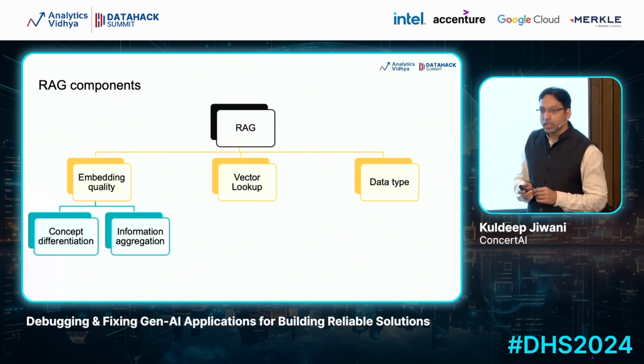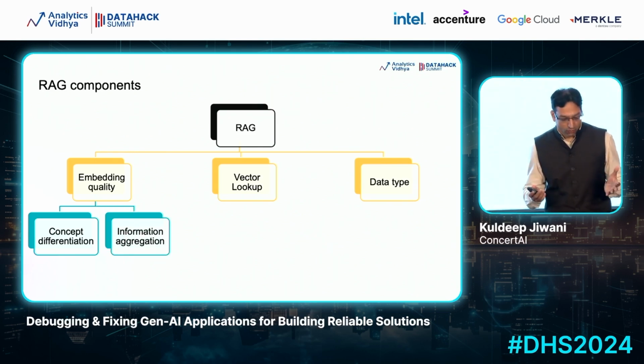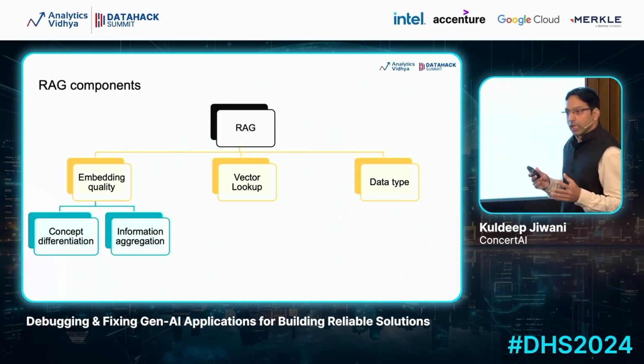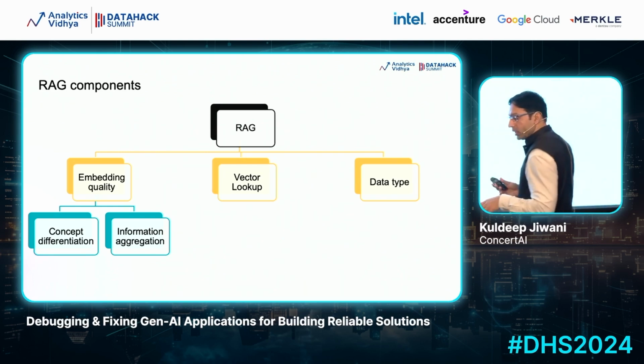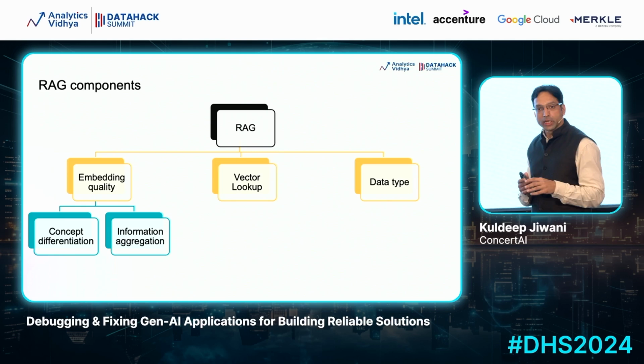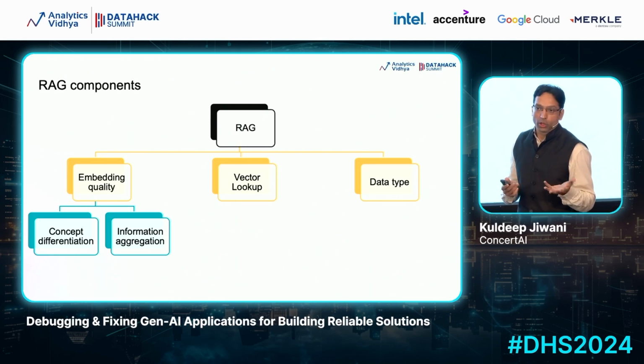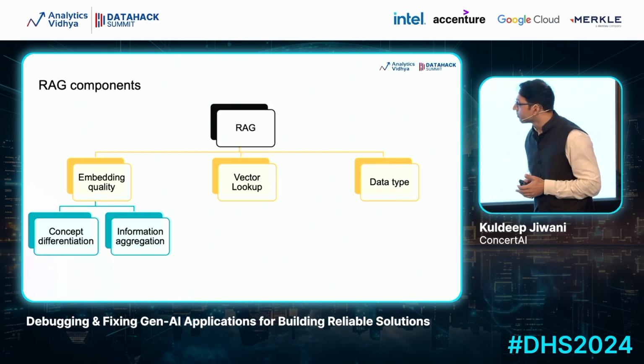Second is your information aggregation. For example, your product review contains lots of information. Eventually, the embedding model will take all the words, the content, and summarize it into one single vector. So is that aggregation making sense, or is it missing out on something? That's the second thing that would go bad.